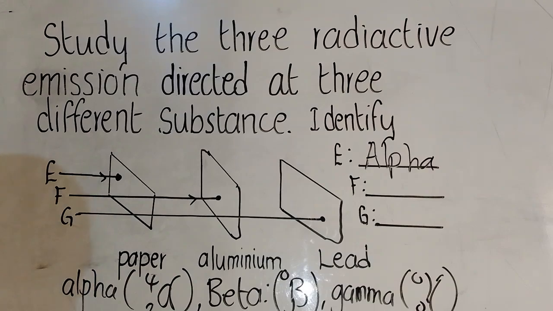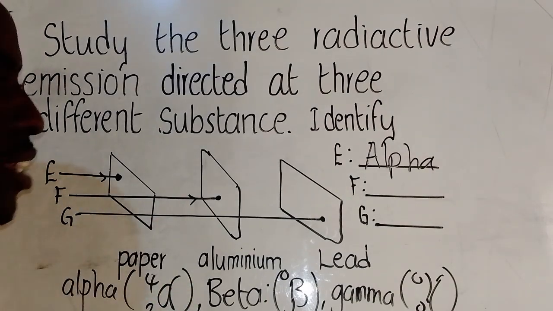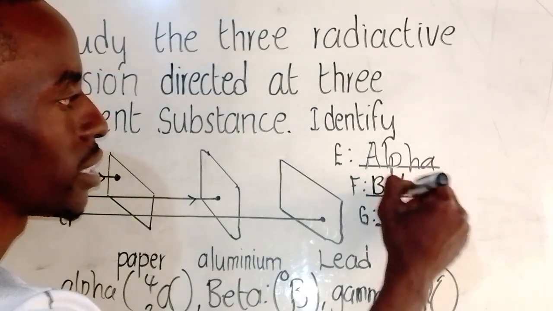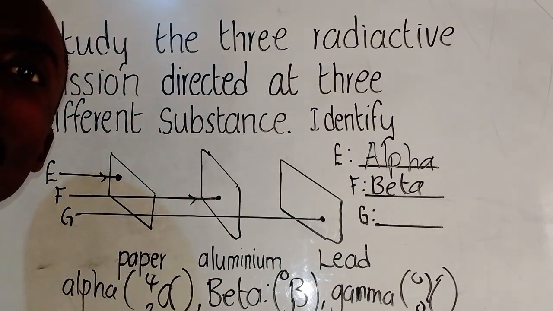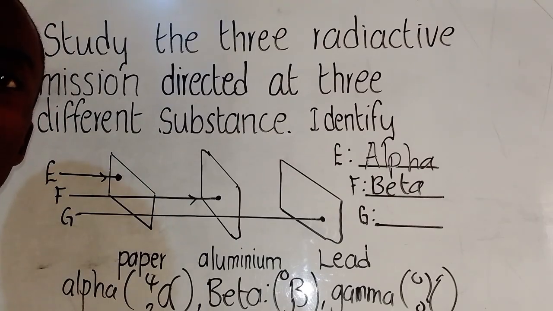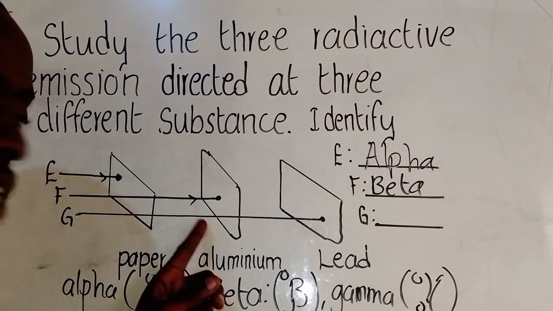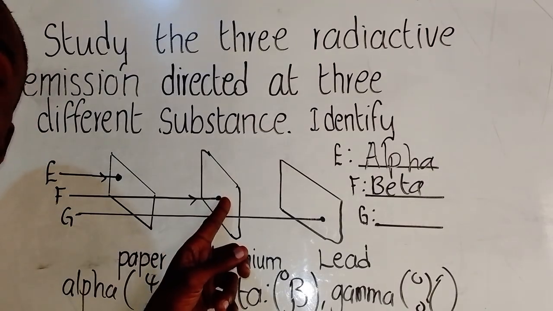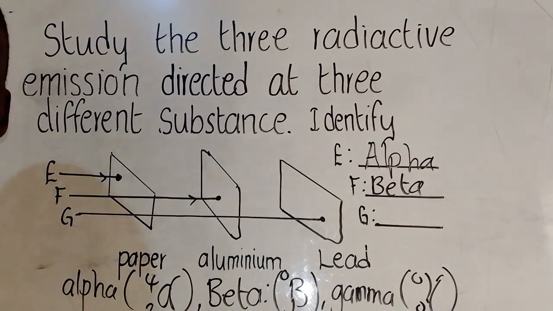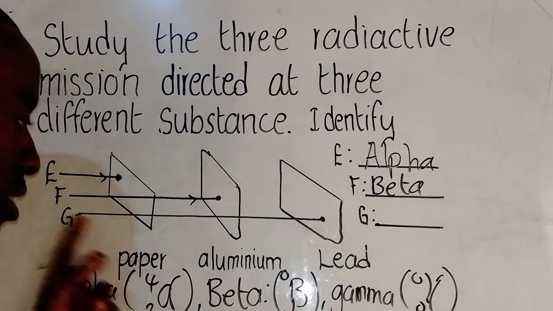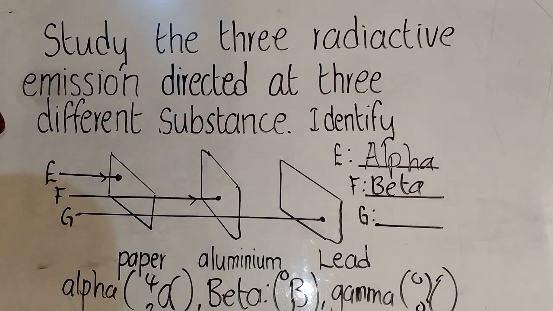Now how about this one, F? F there is the beta. So the answer here is beta. What are beta particles? Beta particles are fast moving electrons. These electrons cannot penetrate aluminium. Why? Once they strike aluminium, they will get absorbed by the nucleus or be scattered by the electrons. That is the reason the beta cannot pass through the aluminium.